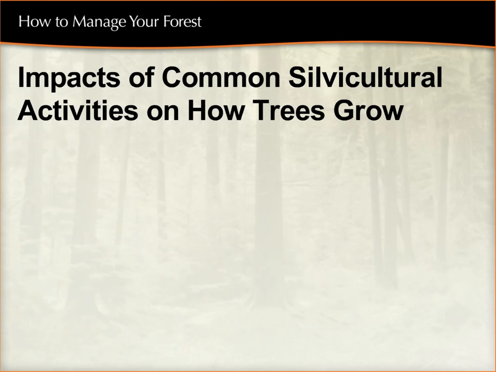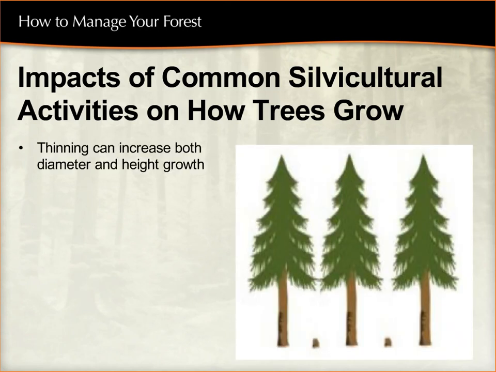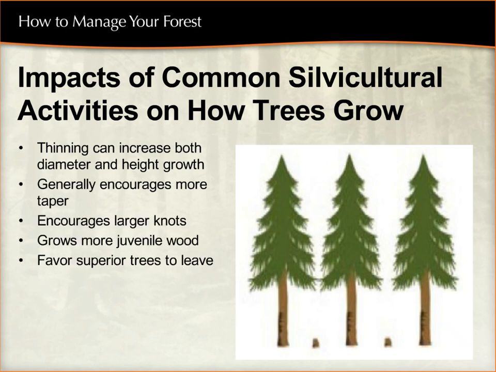If your stands are too crowded with a high level of competition stress, you can thin the stands to increase both diameter and height growth and maintain the vigor of the stand. Thinning generally encourages more taper, larger knots, and more juvenile wood through producing larger crowns.